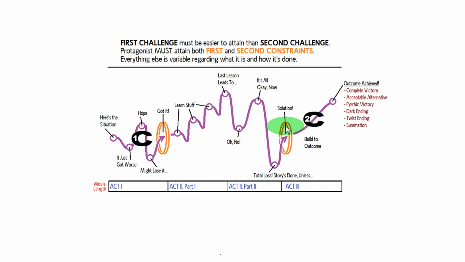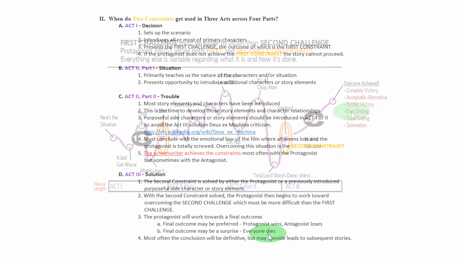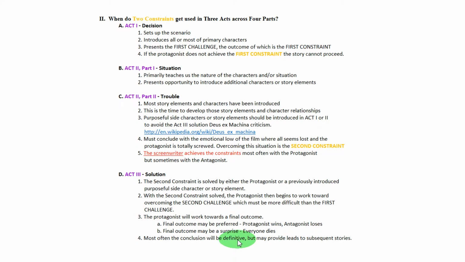With the second constraint solved, the protagonist then begins to work towards overcoming the second challenge, which must be more difficult to achieve than the first challenge. The protagonist will work towards one of several final outcomes. It may be preferred where the protagonist wins and the antagonist loses, or it may be a complete surprise, such as everyone dies. Most often the conclusion will be definitive, but may provide leads to subsequent stories.